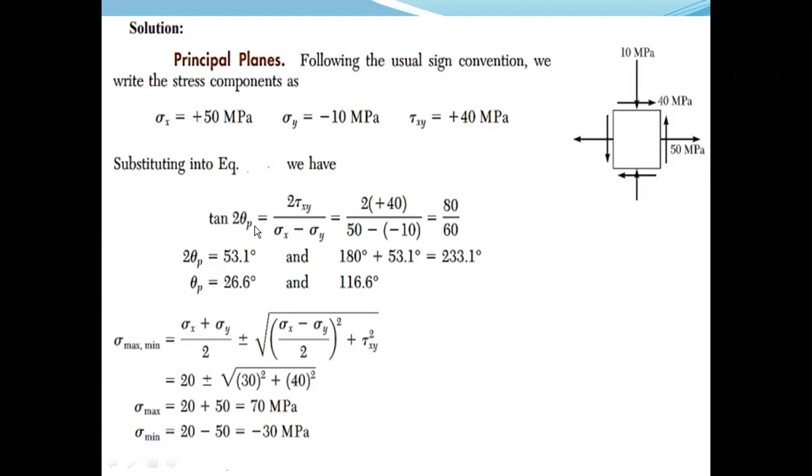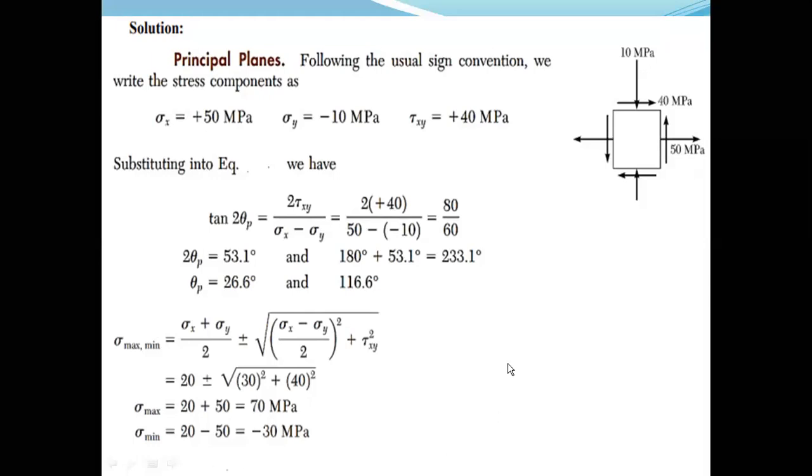So we know the angle made by the failure plane. The formula for this is tan 2 theta is equal to 2 tau xy by sigma x minus sigma y. So 2 into tau xy is 40, right? Sigma x is plus 50, right? Minus of sigma y is minus of minus 10, this is going to be plus. So 80 by 60. So this is the angle that will be hitting it.